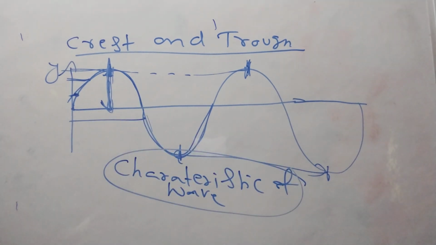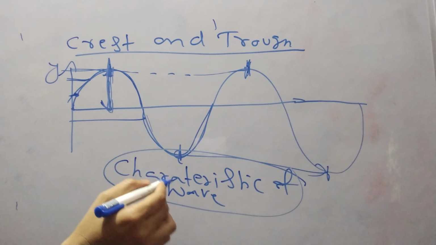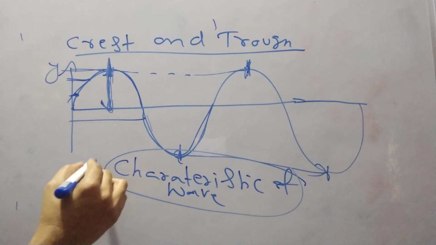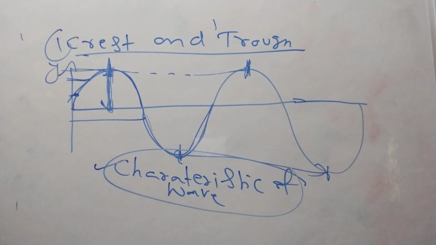So what is the characteristic of a wave means? You have to study all the parameters which you are seeing in the figure. So out of the characteristic of a wave, first form is this one, crest and trough. What is the crest and trough in this figure? First you have to study.